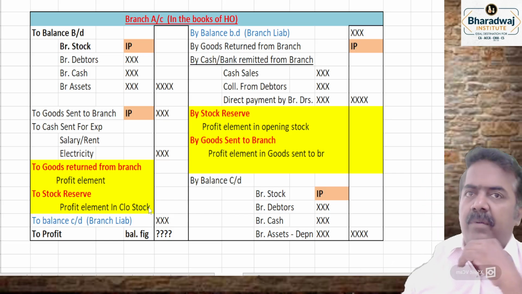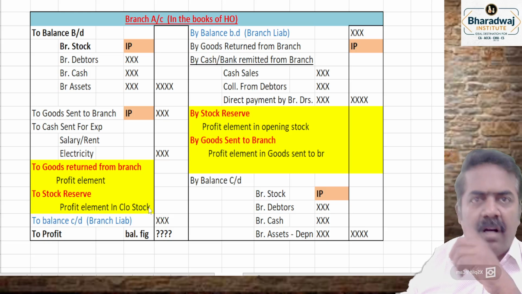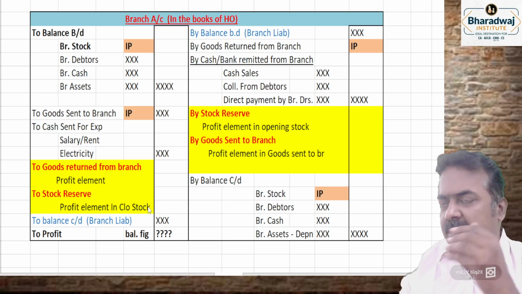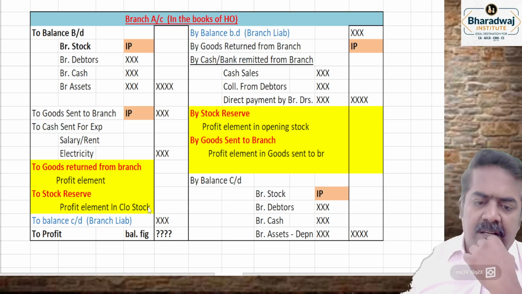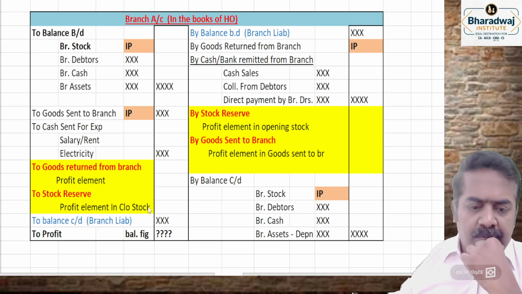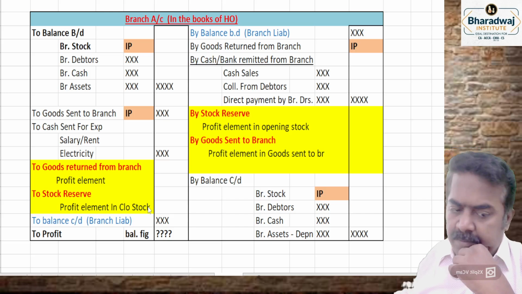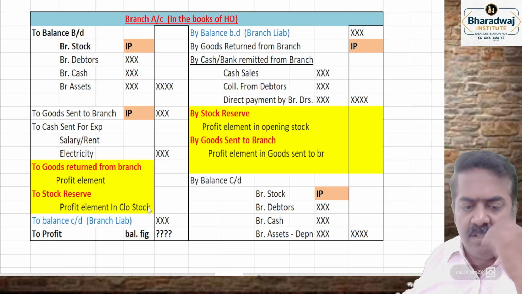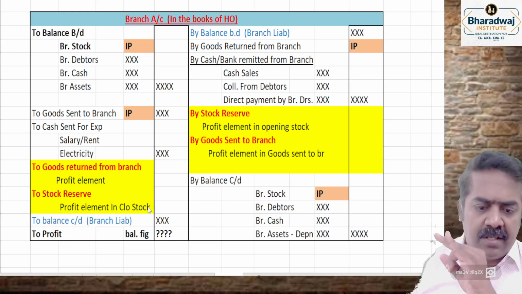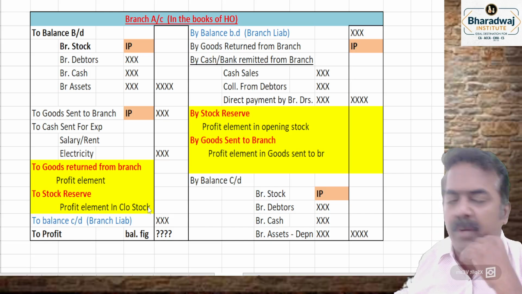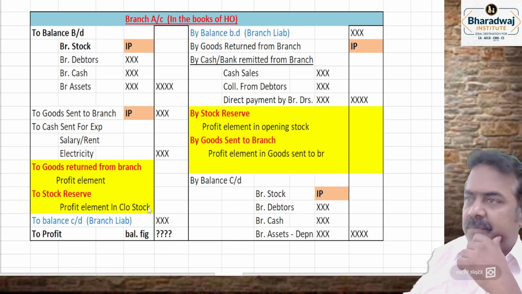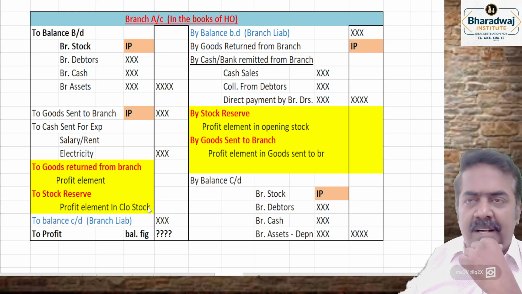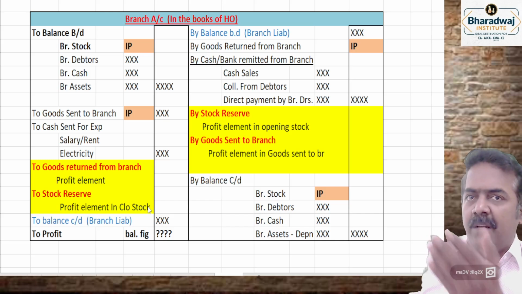What is the data required for preparing the branch account? All your opening items like stock, debtors, etc. Then goods sent to branch, cash sent for expenses. On the credit side, what all do we require? Goods returned from branch, cash remitted from branch. What will they remit? Cash sales, collection from debtors, and direct payment by customers. Then closing balance information we require. If the goods are sent at invoice price, we remove the profit element on the opposite side.